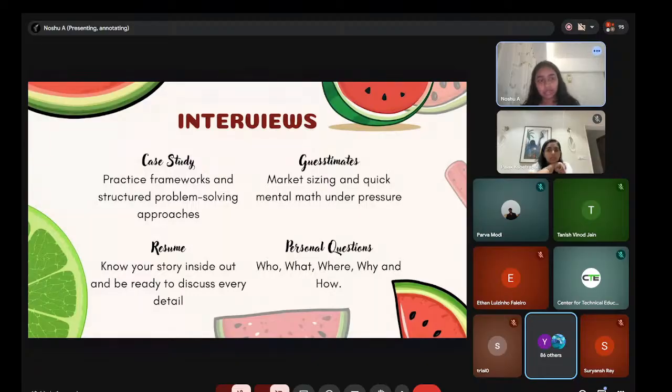There are guesstimates, which are basically market sizing and mental math questions. Over there, they're looking at how well you can calculate under pressure. Then there's your resume. One major tip is to know your story inside out. Do not lie on your resume. Do not try to fabricate any information, because they do catch on to it and they will ask you questions about it in detail.